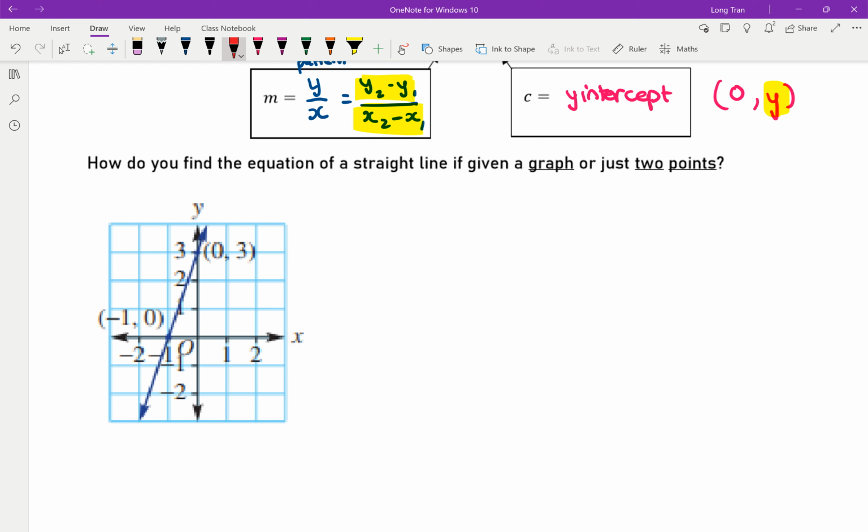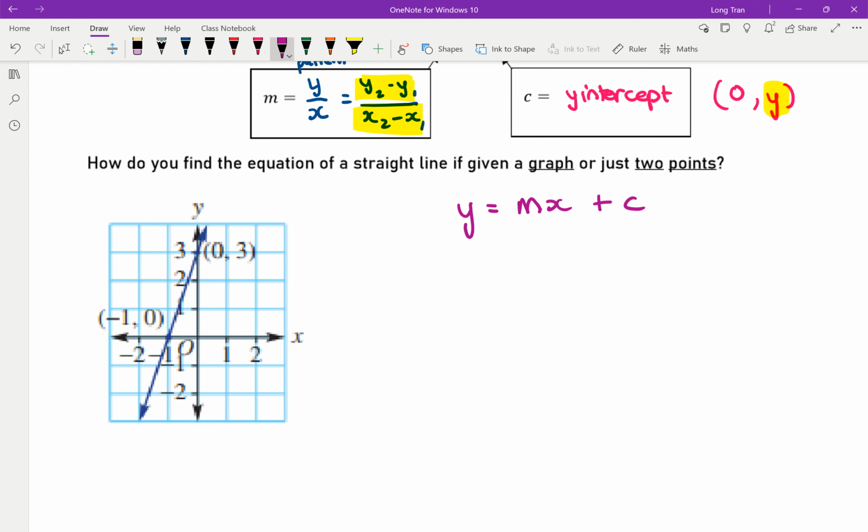We know that this is a straight line. Because it's a straight line, we know it has to be this form. You only use this form when you know it's a straight line equation. From the graph, you can tell it's a straight line. That's why I'm using this rule. If it's a different graph, you can't use it.